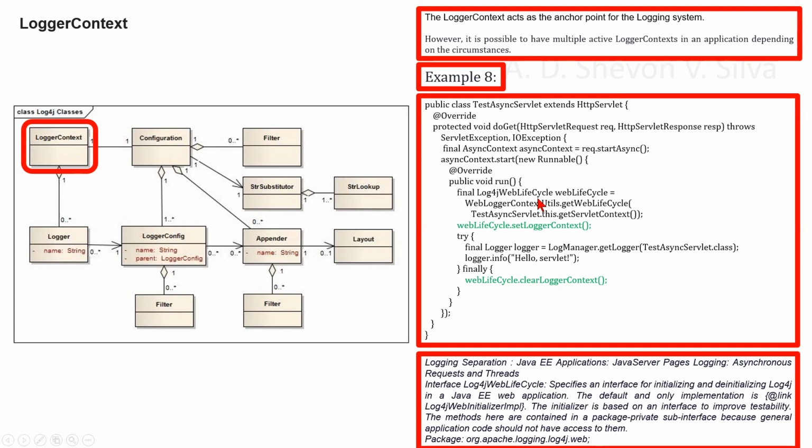Here the method void setLoggerContext sets the LoggerContext so that the code executing afterwards can easily and quickly access loggers via LogManager.getLogger, and here the void clearLoggerContext method clears the LoggerContext set up in setLoggerContext.